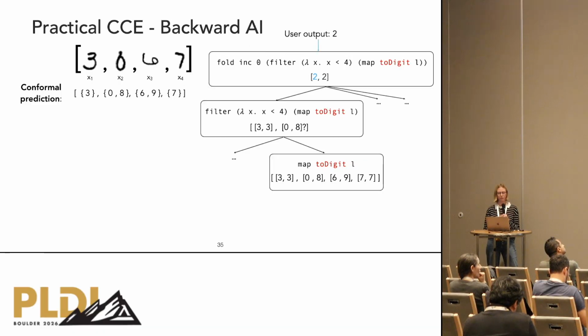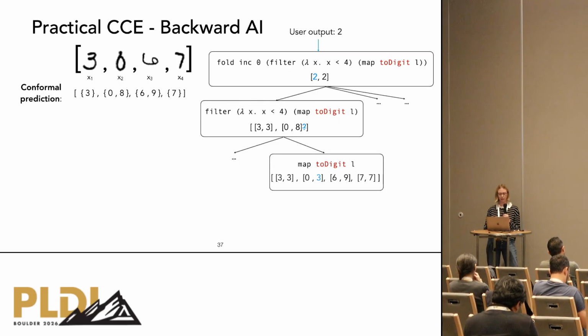So now we perform backward reasoning, starting from the output to tighten these annotations. To start, we can tighten the root node annotation to the interval containing just the user's output value. So we know that the program outputs 2, and in order for that to happen, that means that exactly 2 items must have been filtered. So this second item that we were uncertain about must not have been filtered.